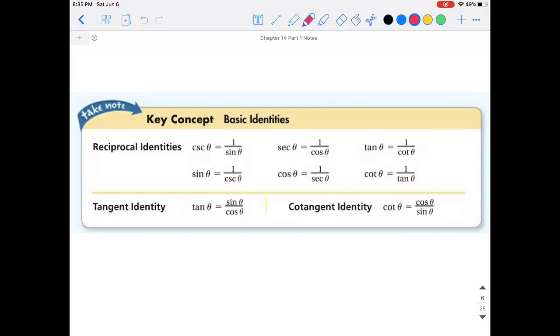Also, the tangent identity can be written as sine of theta over cosine of theta. We know from the last chapter that when we talk about tangent, we write it as y over x. Well, our y value represents sine and our x value represents cosine. So tangent can also be written as sine of theta over cosine of theta. Similarly, for the cotangent identity, we can write it as cosine over sine because it's a reciprocal. It's just x over y. X represents cosine and y represents sine. So sometimes you're going to need to write cotangent as cosine over sine, and sometimes you're going to need to write tangent as sine over cosine.